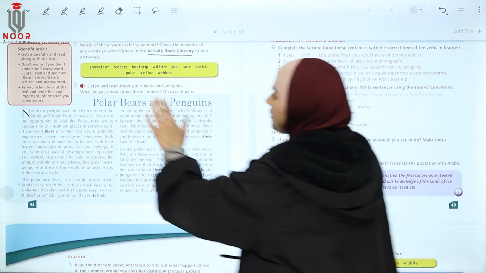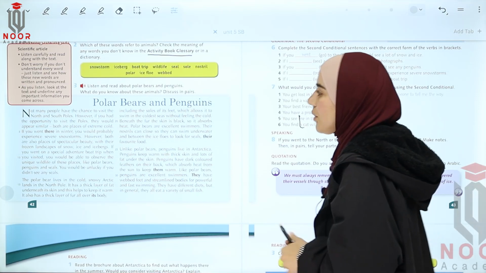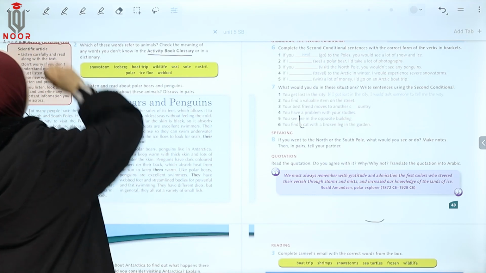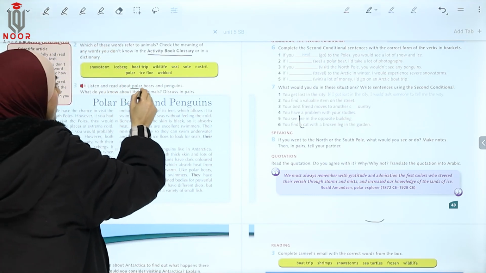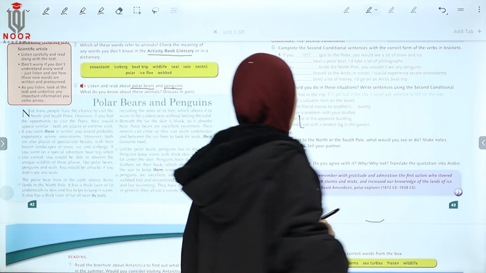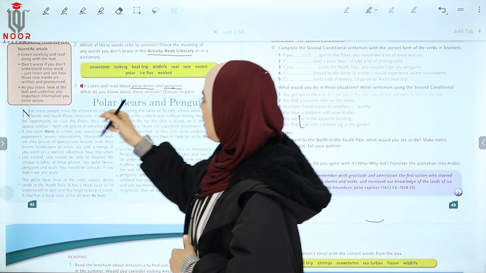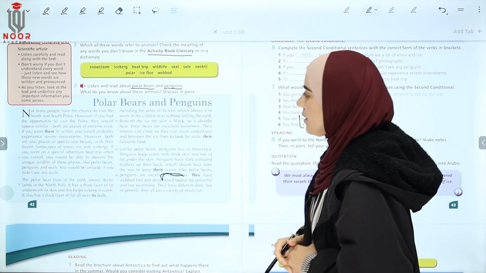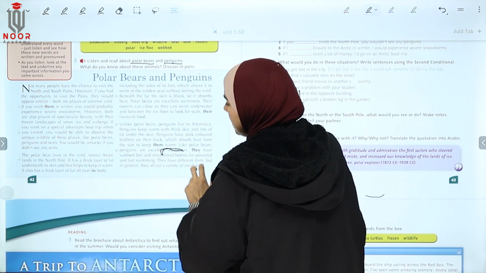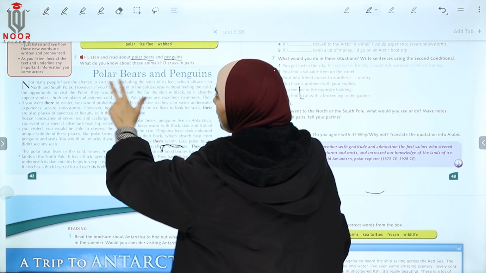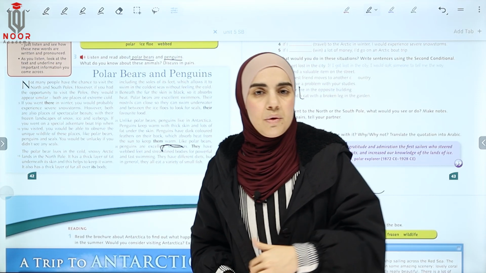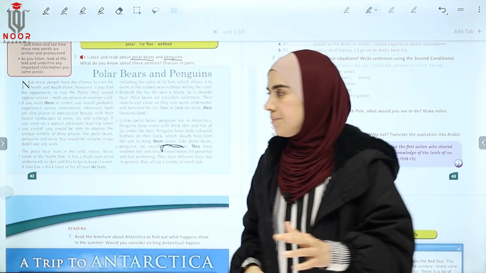Okay, so listen and read about polar bears and penguins. Okay, so polar bears and also penguins. تمام يا شباب وصبايا؟ Okay. What do you know about these animals? Discuss in pairs. Now, I want to focus on this title, Polar Bears and Penguins. I will read, and I want all of you to focus and follow me, please.